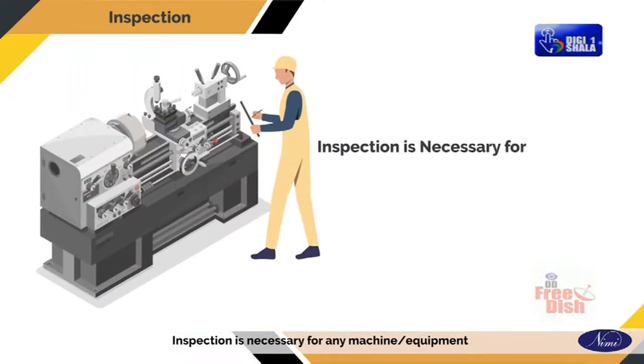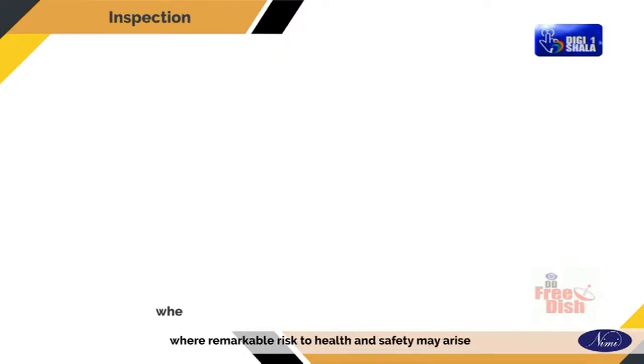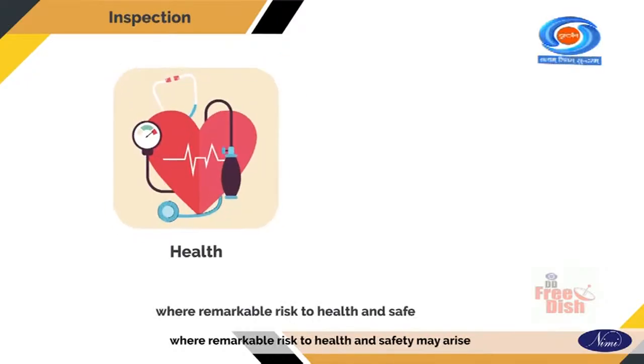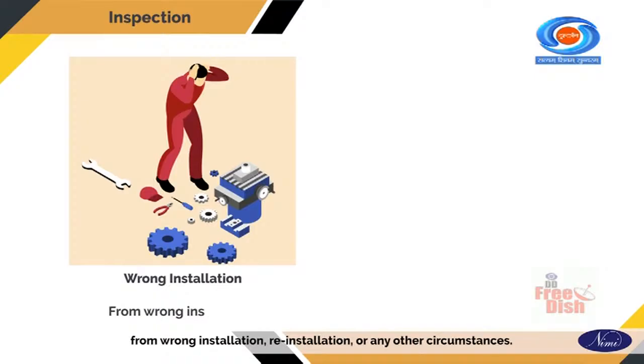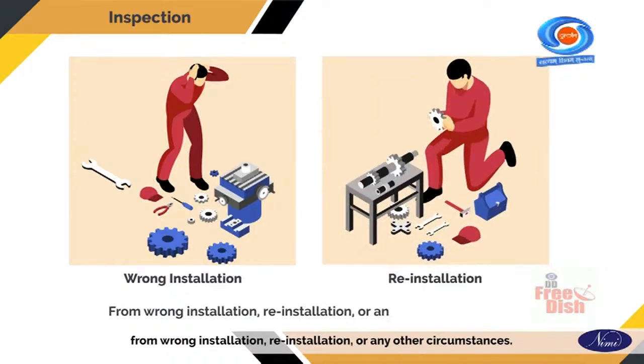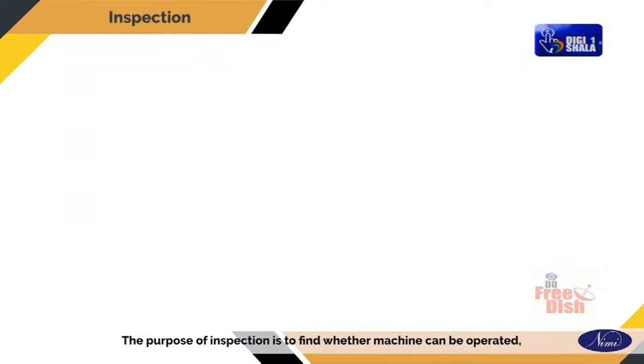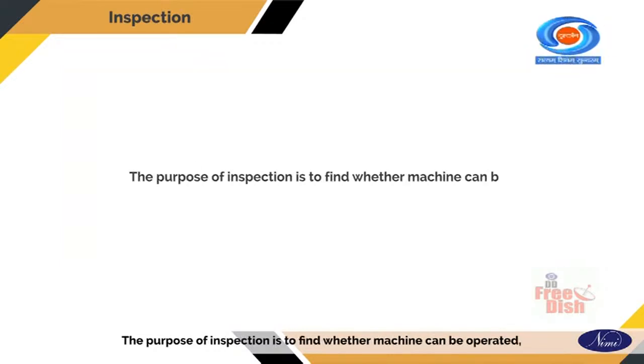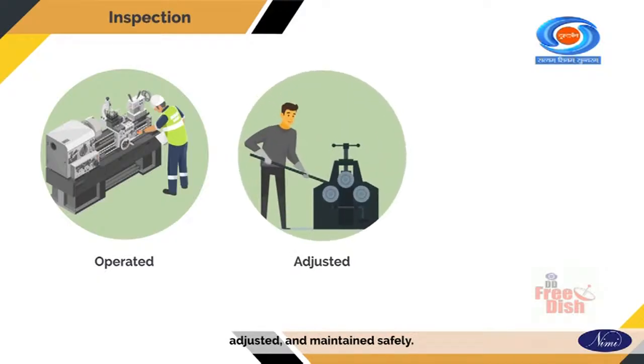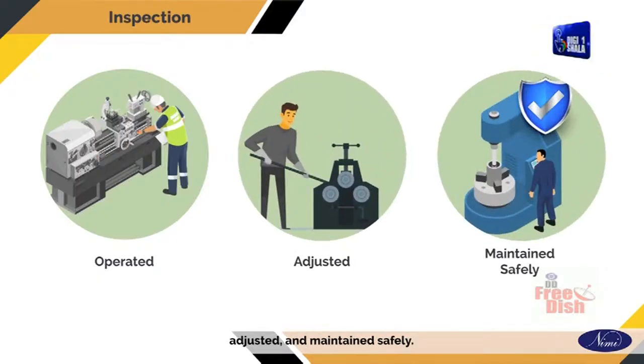Inspection is necessary for any machine or equipment where remarkable risk to health and safety may arise from wrong installation, reinstallation, or any other circumstances. The purpose of inspection is to find whether machine can be operated, adjusted, and maintained safely.